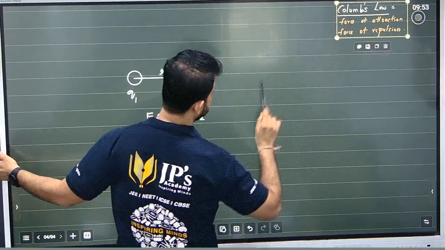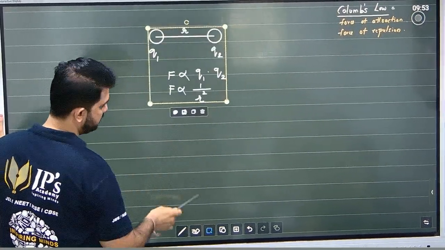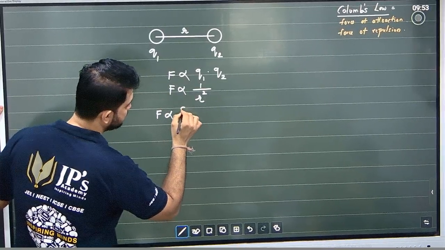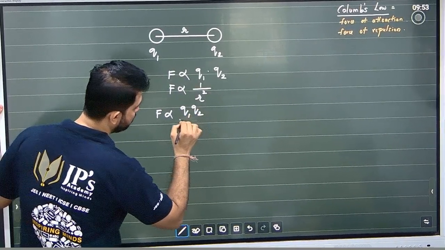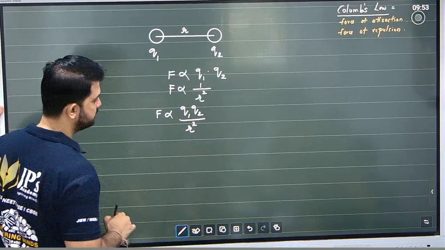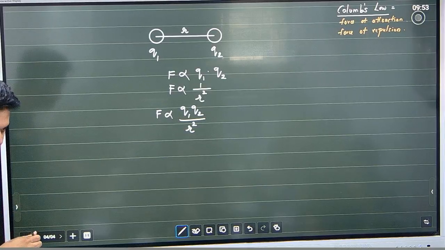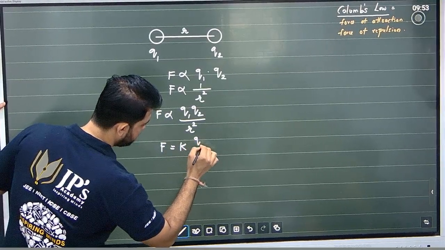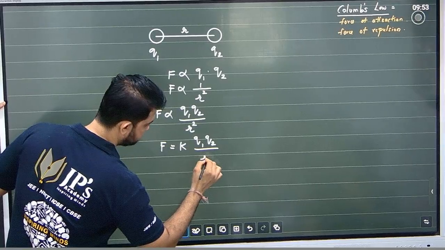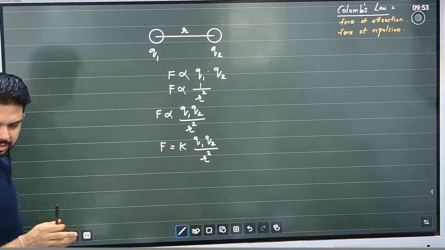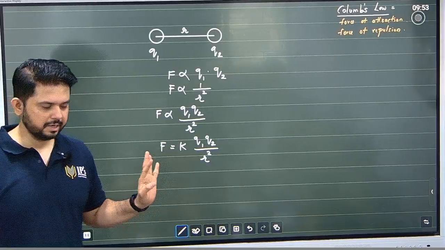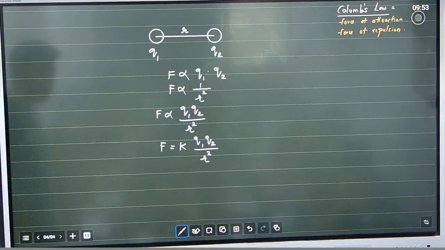F is proportional to Q1 Q2 over R square. To remove proportionality, we introduce a constant. What was the constant there? Capital G was written; here we write K. In physics, you may have done dimensions, but even if not, it's fine. F equals K Q1 Q2 upon R square. What is K, people, here?